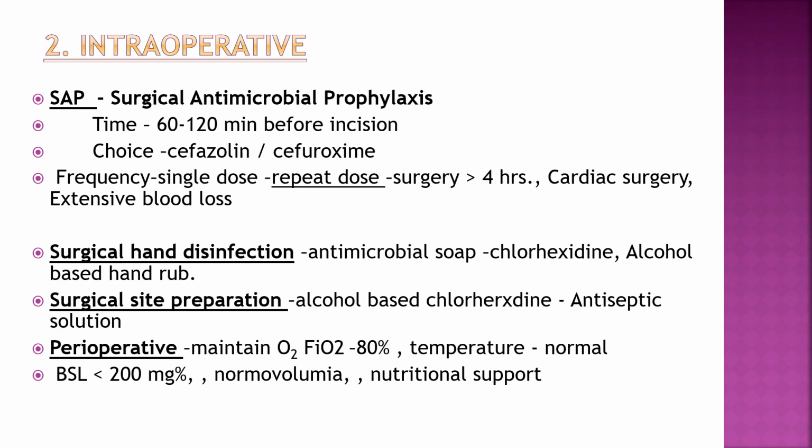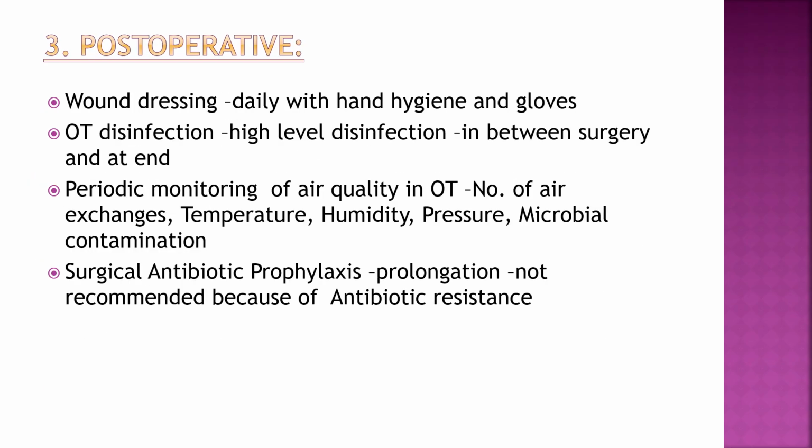Then perioperative, there is maintenance of oxygen, that is 80% FiO2. Temperature should be normal. Blood sugar level should be less than 200 milligram percent. Normovolemia and nutritional support should be there. In post-operative wound dressing, daily with hand hygiene and gloves. So while doing dressing, hand hygiene should be done first, then gloves worn, and then the dressing should be done.